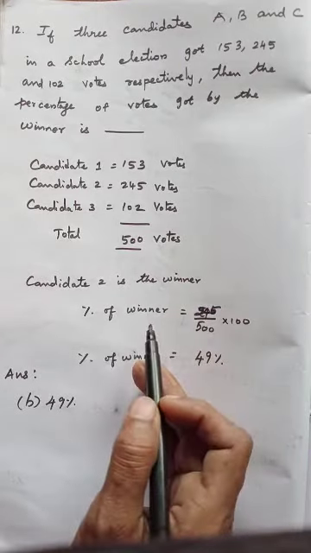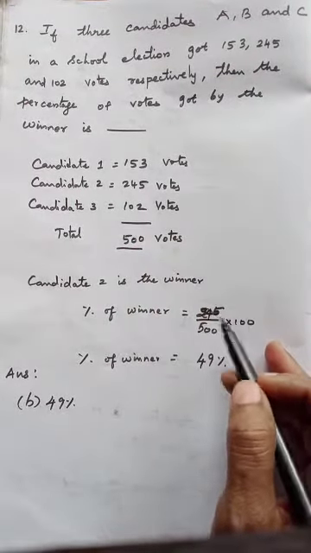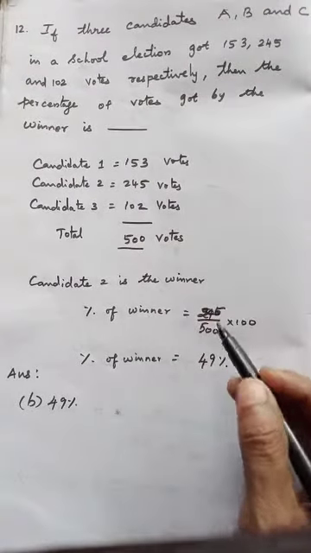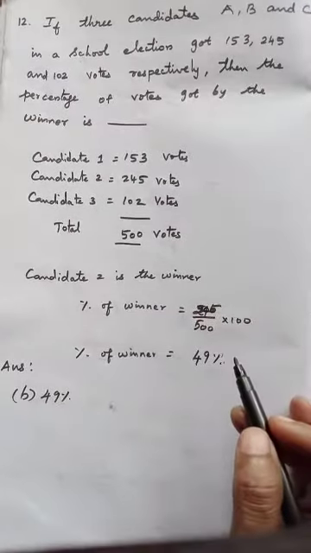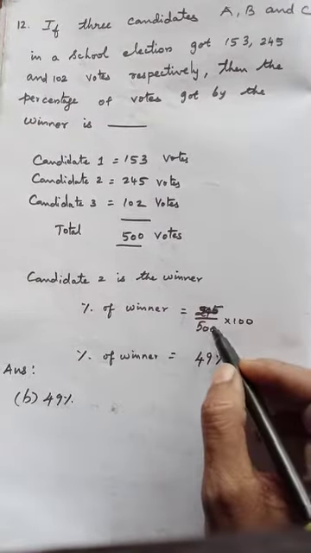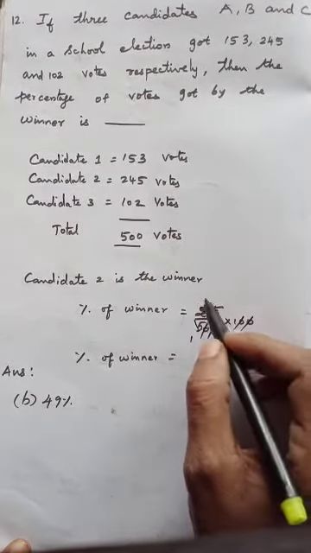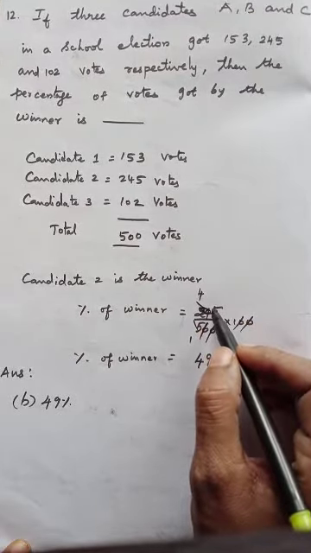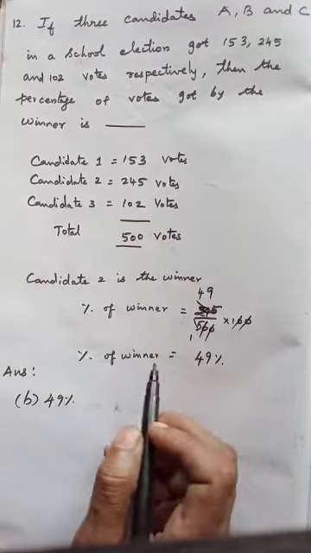So percentage of winner is, he wins out of 500, he got 245 votes. So 245 divided by 500 into 100 is equal to 49. 0 0 gets cancelled. Then 1 5s are 5. Here 4 5s are 20. Remainder 4. It is 9. It is percentage of winner is equal to 49%.